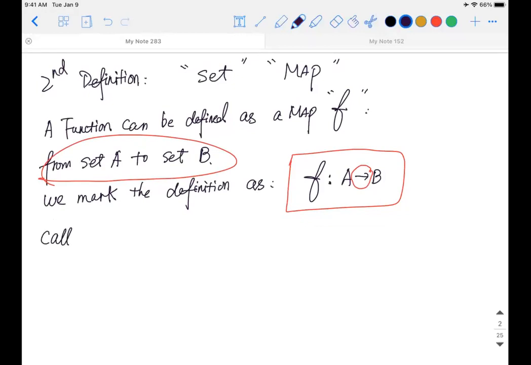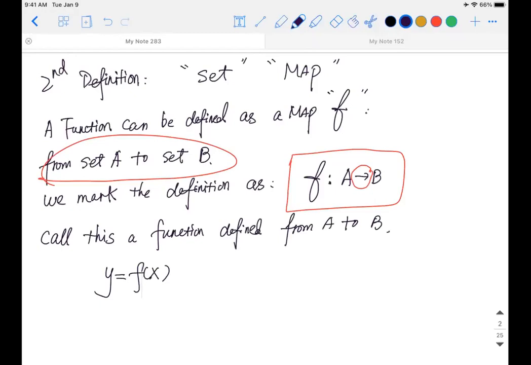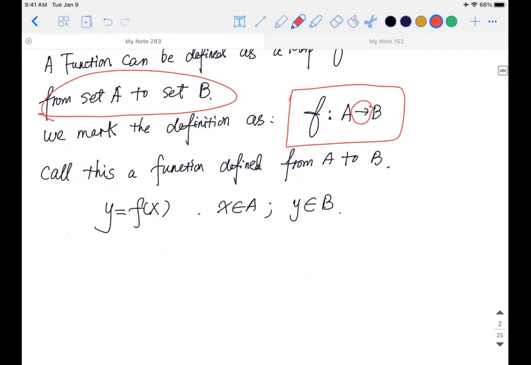So this is only a definition. We call this a function defined from A to B. If you have such a mapping relationship from a set A to set B, then we can call it a function defined from A to B. So we can use such a denotation, y equals f(x), where x belongs to A, y belongs to B. We use this way to define a function from A set all the way to the B set.